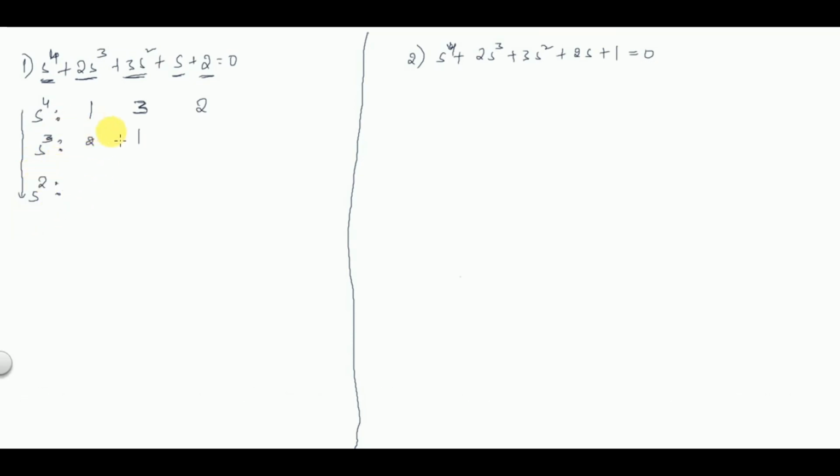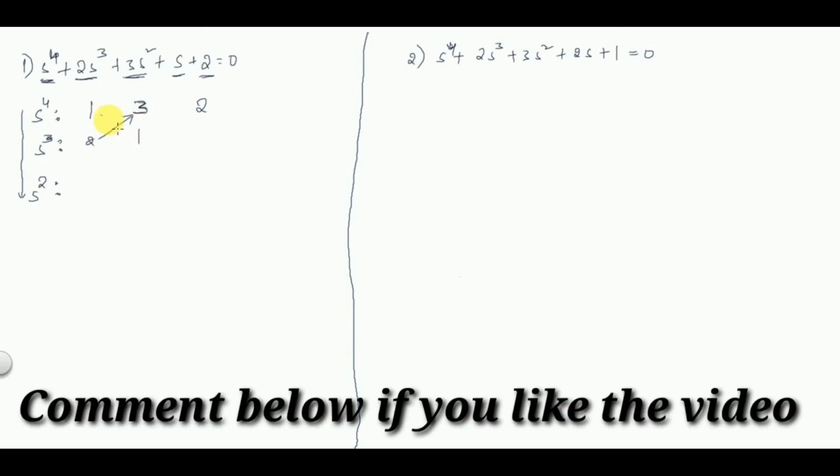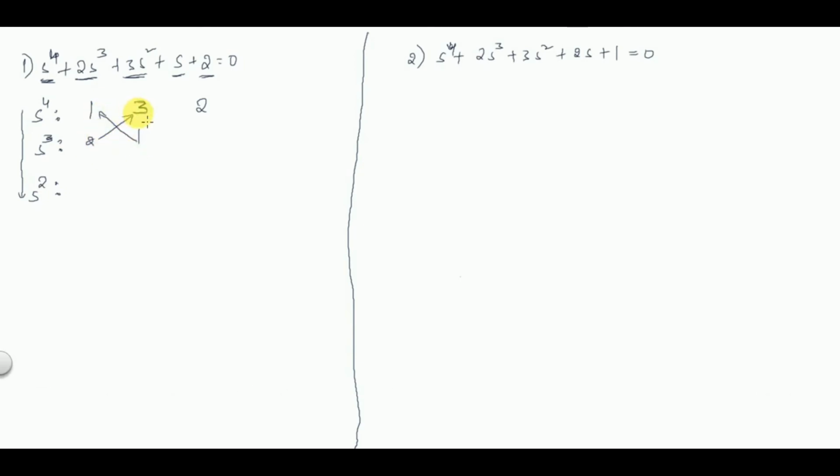So the next row is like this: 2 into 3 is 6, minus 1 into 1 is 1, 6 minus 1 is 5, divided by 2. So you get 5 by 2. You can write 0 here, so the next coefficient will be 2 into 2 minus 1 into 0, divided by 2. So 2 into 2 is 4, 4 by 2, which is equal to 2, you'll get.